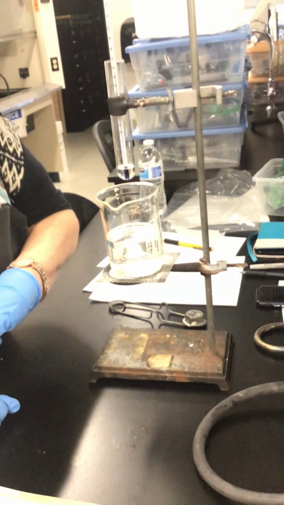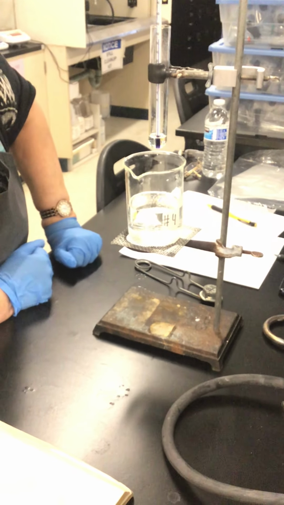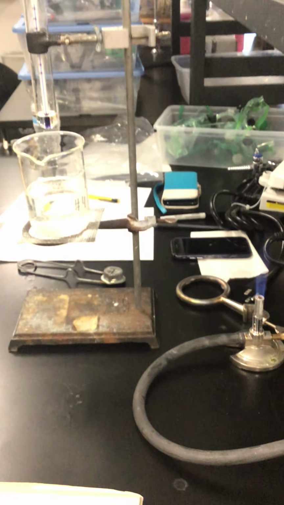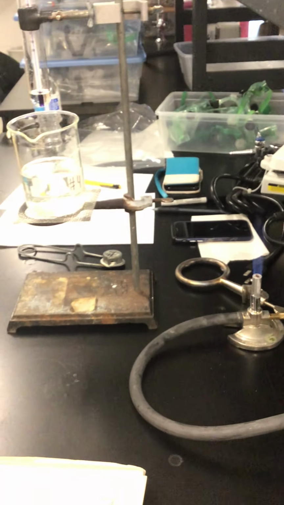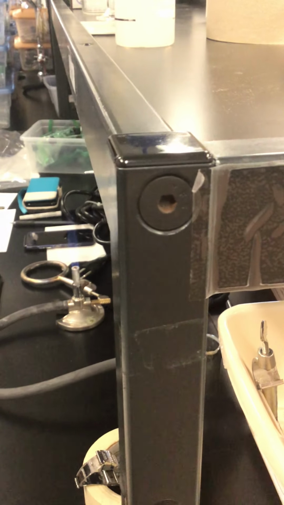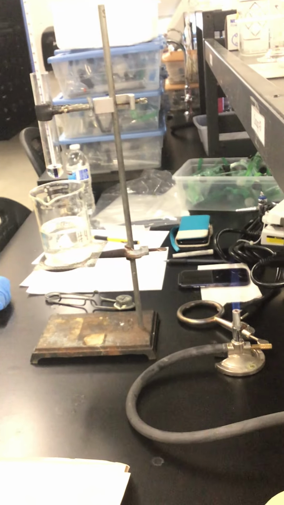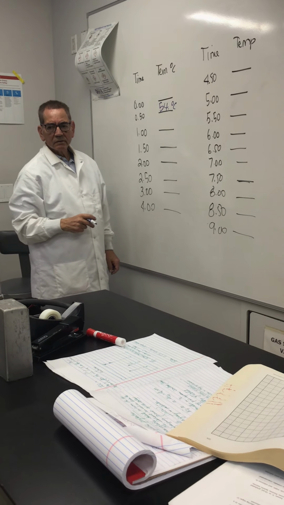Okay. All right, now we are going to measure the temperature every half a minute. Now the first half minute, it is 54 degrees C. 54, yes. My watch doesn't have a second hand. There's a watch right there. Okay, it's easy. Halfway.